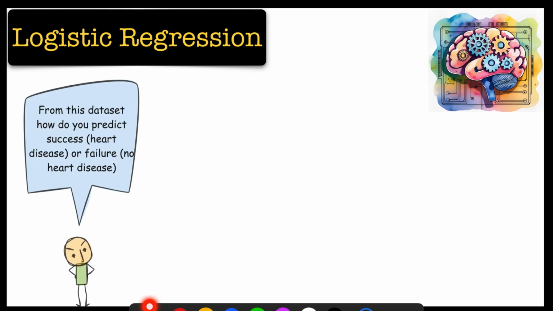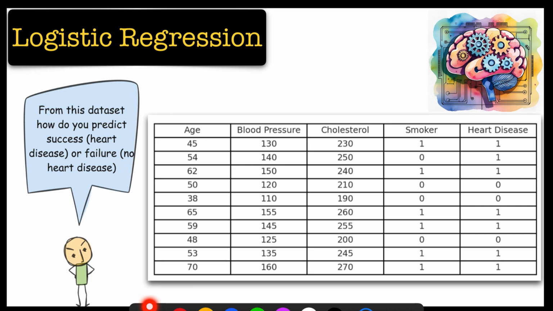Now, from the data set we had, where we have age, blood pressure, cholesterol, and smoker, in this data set, how do we predict the success or failure?